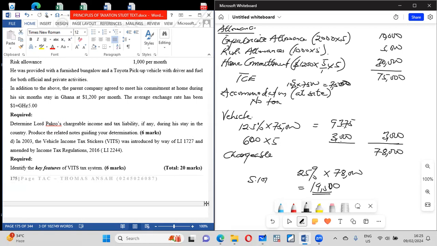Now, the key features are that the VIT became mandatory for all commercial road vehicles. So it is mandatory. And the sticker is purchased each quarter in advance, so you have to purchase the sticker each quarter. And you have to display that sticker on your windscreen, for all commercial vehicles. It has to be done.